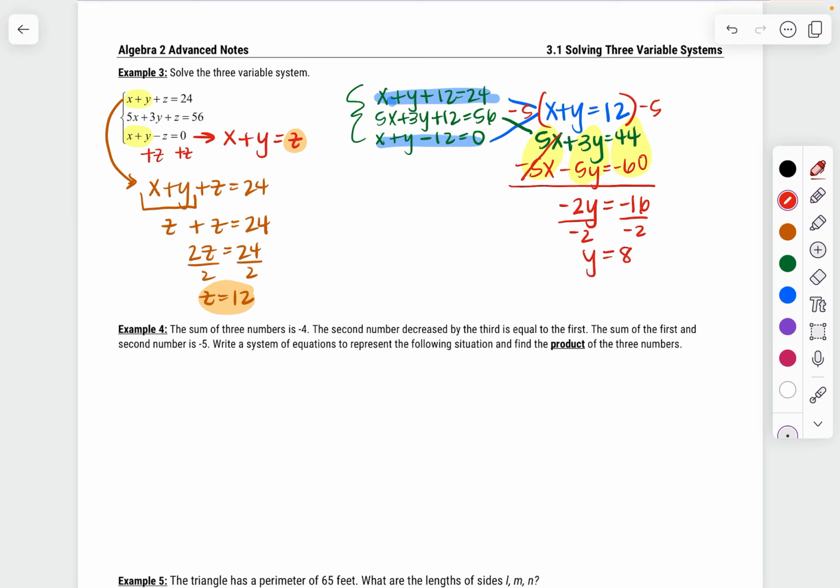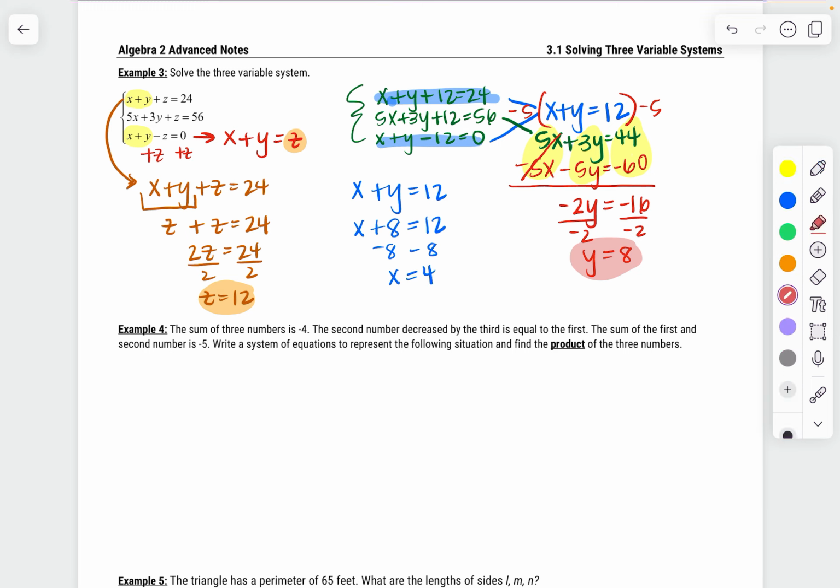So two things I've already taken care of. I found my z. I found my y. The last thing I need to find is my x. Again, you can plug into any of the equations you've already worked with. We already know that x plus y has to equal 12. So I'm just going to do x plus 8 is equal to 12, because we said y is equal to 8. And if I minus 8, I'm going to get x is equal to 4.